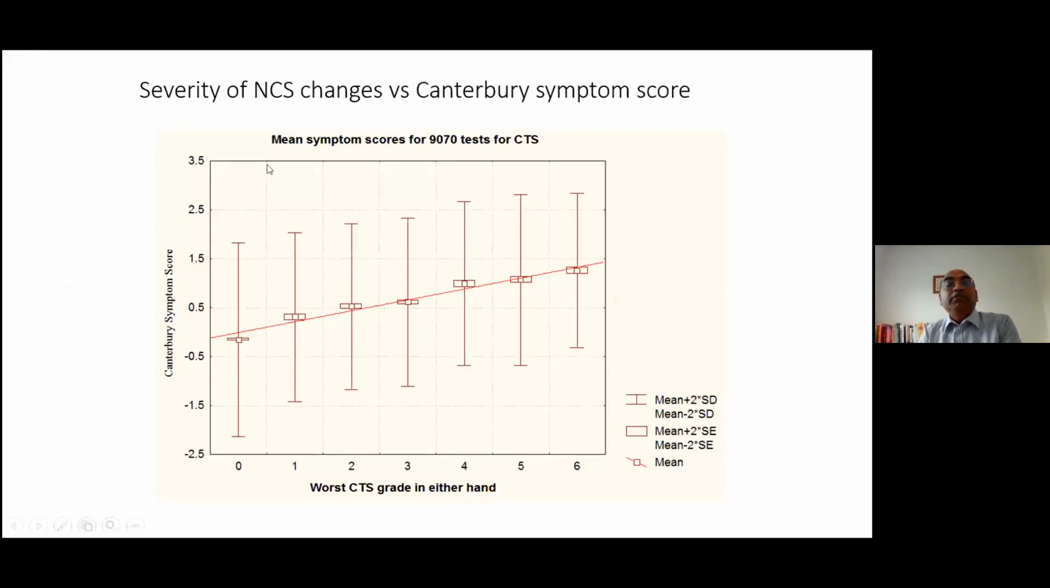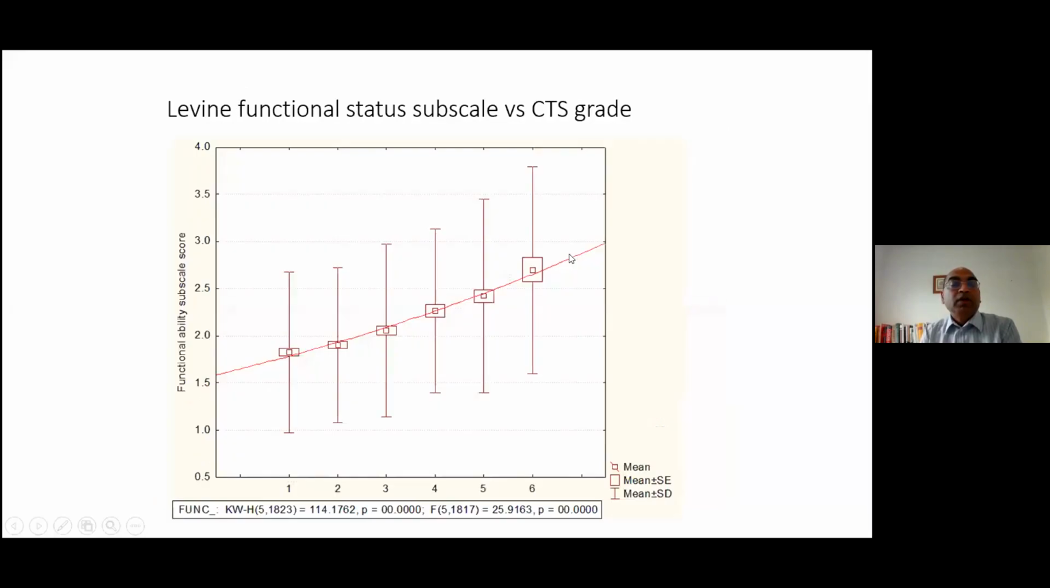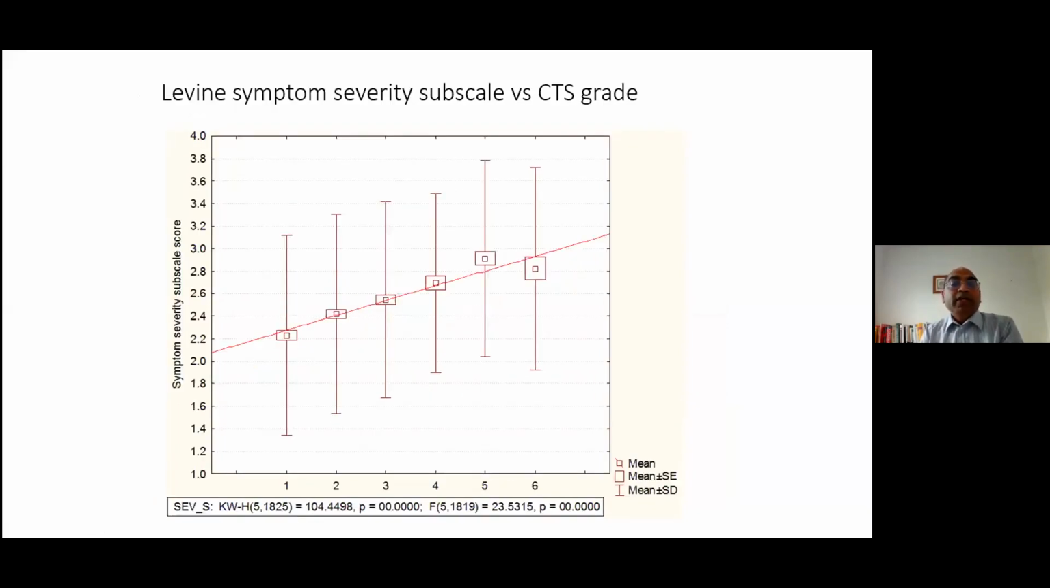When this graph was made, it was 10,000 tests, and everybody told the CTS symptom score, and there is a direct linear correlation between the neurophysiological grading and the symptoms. And also there is a linear correlation between the Boston CTS grading and the Levine functional status subscale, with all the same scale. Now it has been reproduced with 30,000 patients. Still, it is correct. So these grades have a direct relationship with the patient's symptoms and also the functional impairment score of CTS.